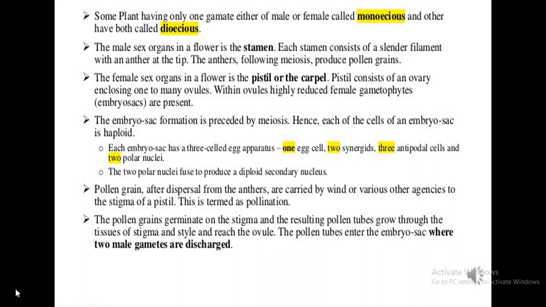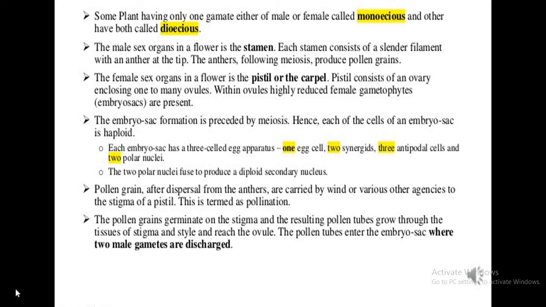Then, if you remember, I told you the male sex organ in the flower is the stamen. Each stamen has a slender filament with an anther. Inside the anther, children, there are pollen grains, and pollen grain is the male gamete. The female sex organ is called the pistil or the carpel. It has three parts, which we have studied in smaller classes: ovary, style, and stigma. And inside the ovary are present many ovules.